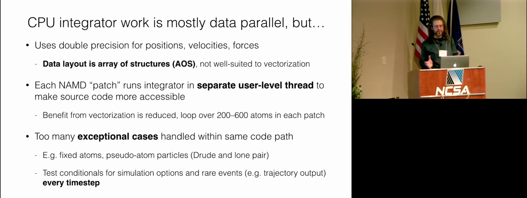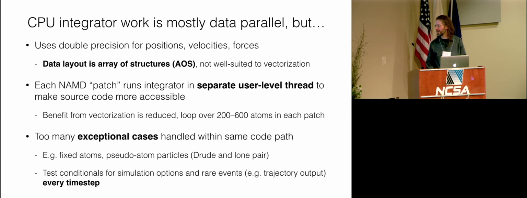The CPU integrator work is mostly data parallel, with a few issues. We do use double precision for the positions, velocities, and forces. The data layout right now is in an array of structures form, which is not well suited to vectorization. Each NAMD patch runs its integrator in a separate user-level thread. This was interesting: it was a design choice back in the 90s to make the source code more accessible, back when people were interested in doing research in integration methods. But the problem is that the benefit from vectorization here is reduced because you really are only looping over maybe 200 to 600 atoms at a time.